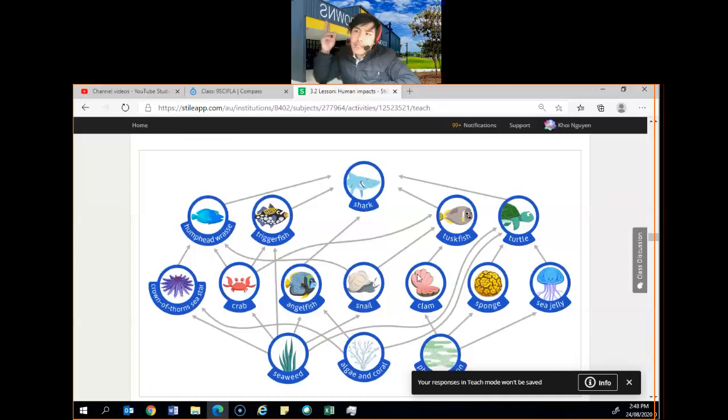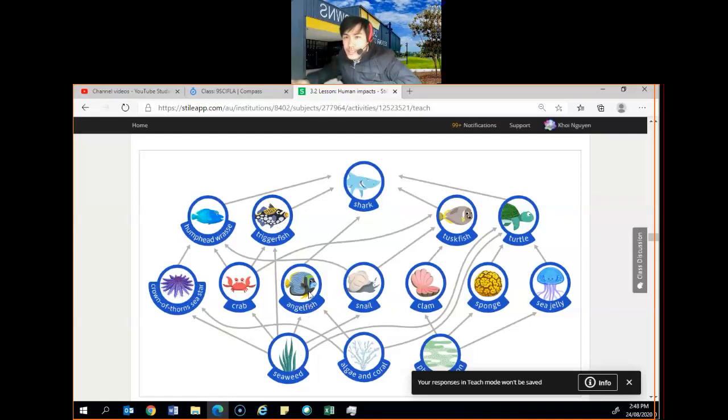At the same time, Logan, really good question that you had there. But what we can also analyze here is that because the amount of seaweed has decreased, it would affect the amount of triggerfish because the triggerfish eats the seaweed, so the triggerfish would decrease as well, right? And the angelfish would also decrease.